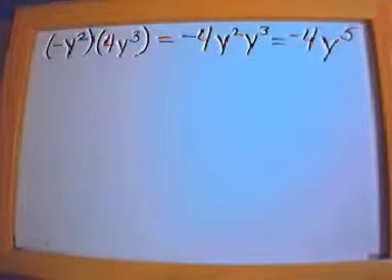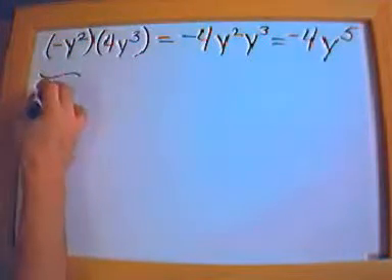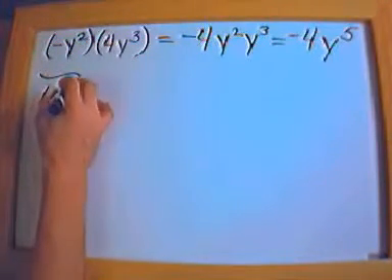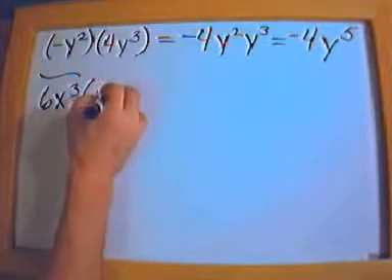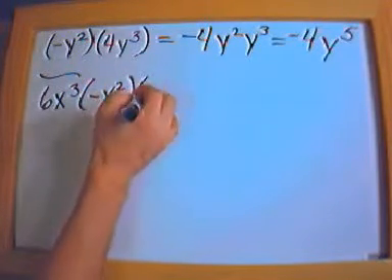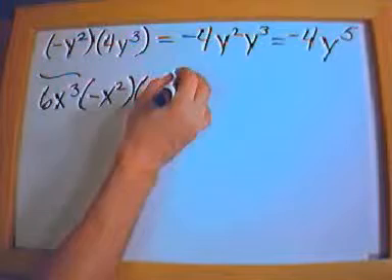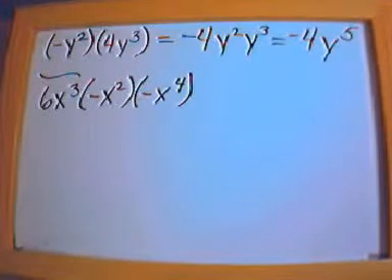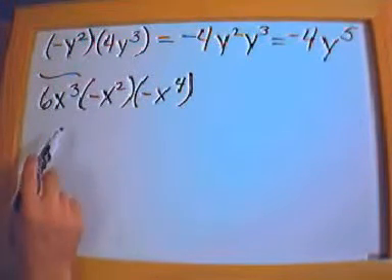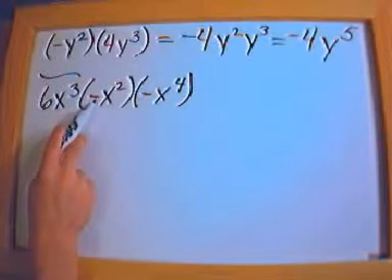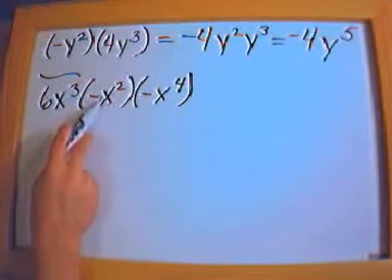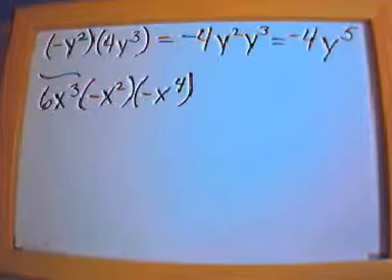And I'll just do one more of this type here. What if I have 6x to the third multiplied by negative x squared multiplied by negative x to the fourth? How am I going to deal with that? Again, let's start with the numbers. I've got a 6 here. I've got a negative 1 in here because that negative 1 is implied in front of the x squared, and I've got a negative 1 over there for the same reason.